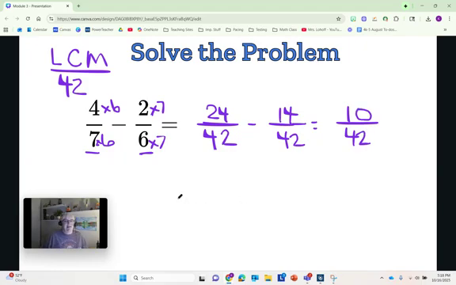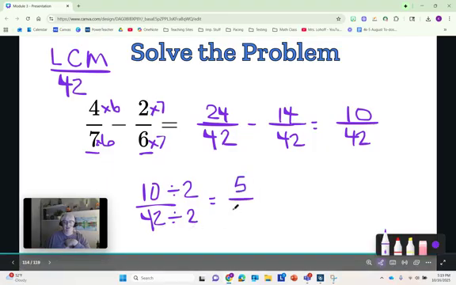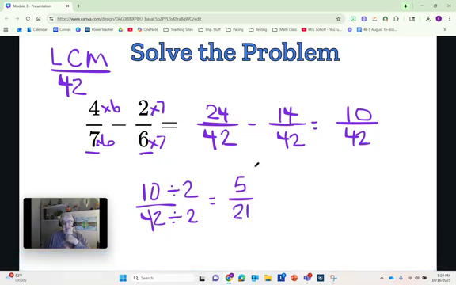Now we have to look at these numbers and decide, hey, 10 42nds. Can I divide the numerator by a number that I can also divide the denominator by? Hey, wait, they're both even. When numbers are even, we can always divide by 2. 10 divided by 2 is 5. 42 divided by 2 is 21. Can I divide these numbers by the same thing? No. This is my final answer.